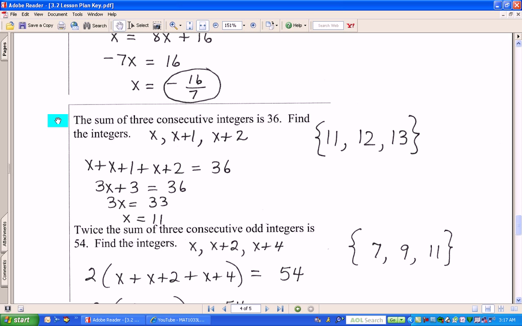The sum of three consecutive integers is 36. Find the integers. Now, this is certainly a problem that you could do by guessing. It would not be that hard to sit around and try to solve this by trial and error. Just start thinking of integers and adding them up. Now, the better way to do this problem, of course, I want to see the algebraic work.